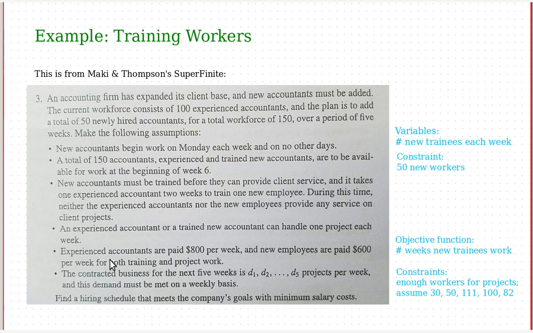Let's see, what else do I... Oh, yeah, now, the thing to consider is that if you're trying to minimize cost, and that's going to be the issue here, we're going to want to minimize the cost to the firm of training all these new accountants, right?